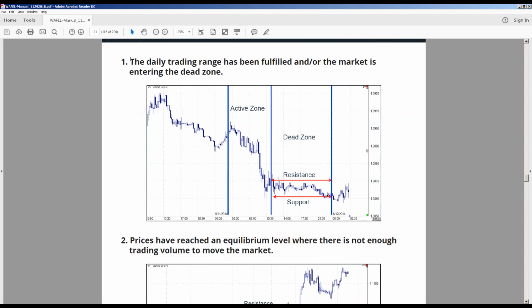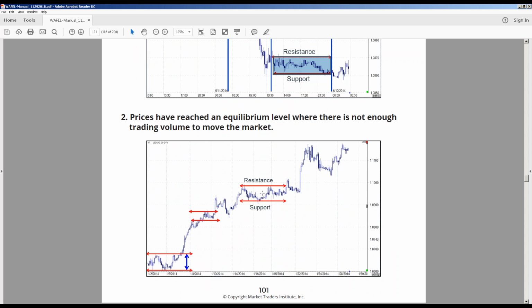Here's an example. Number one, the daily trading range has been fulfilled and the market is entering the dead zone. So there's the active zone. Market has moved, and then we're in the dead zone and then the market consolidates. Here's an example of where prices have reached an equilibrium level where there's not enough trading volume to move the market, and then it will also consolidate.